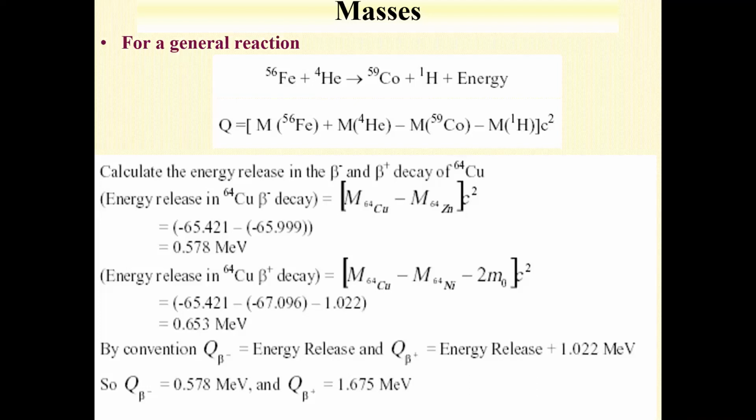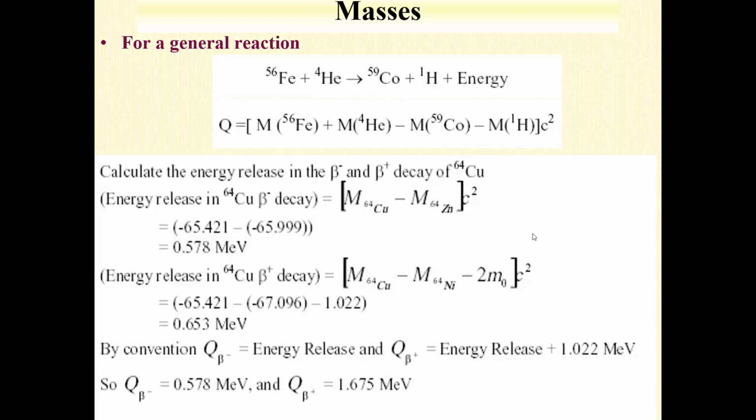This facilitates not only answering several questions that might be posed to you in any examination, it also gives you a feeling of what kind of energy is involved in any nuclear reaction, nuclear decay, cross-section calculation, and so on. So by convention, Q beta minus is the energy release and Q beta plus is the energy released plus 1.022 MeV. We will go into detail of all this all over again.